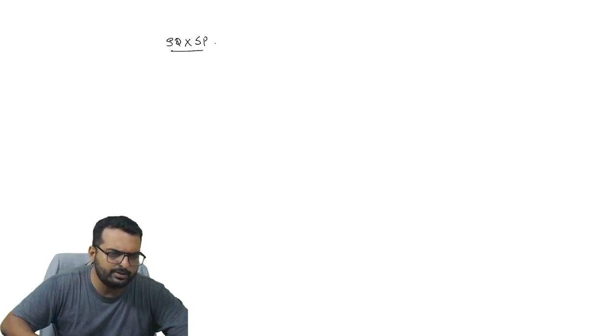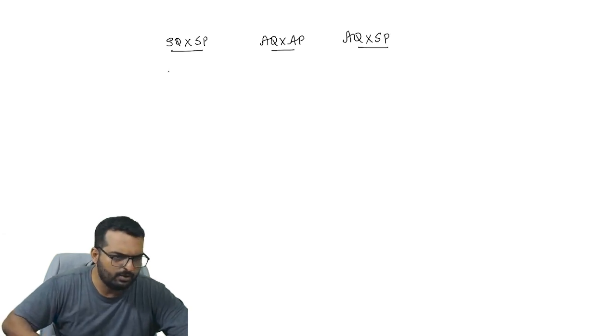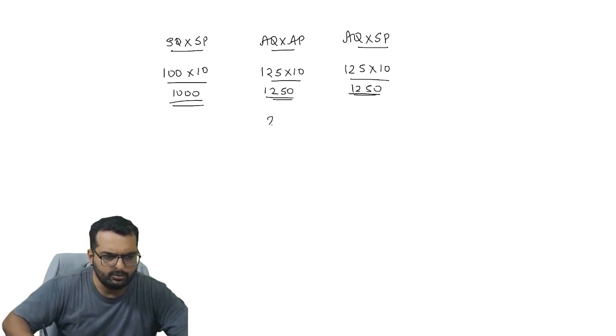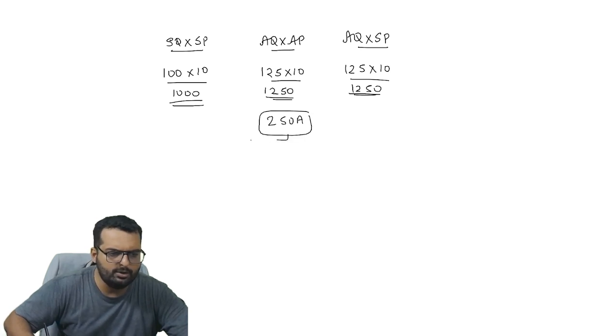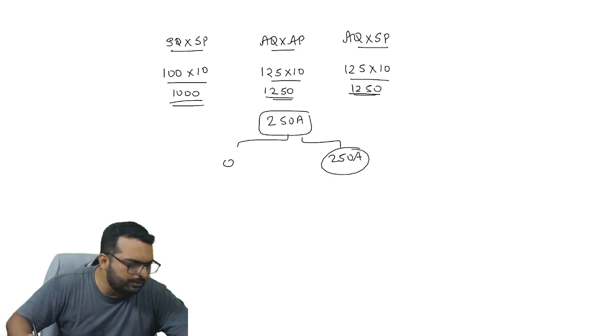So ideally the answer should go like this: SQ into SP, AQ into AP, AQ into SP. All right. Here it should be 100 into 10, 125 into 10, 125 into 10. So I will get the number as 1000, 1250, 1250, 250 adverse, 0, 250 adverse.